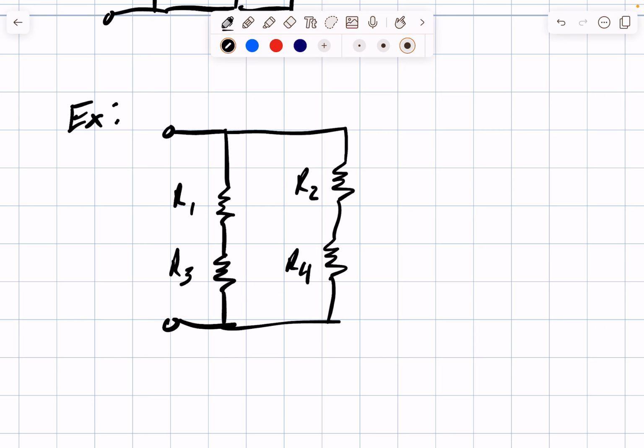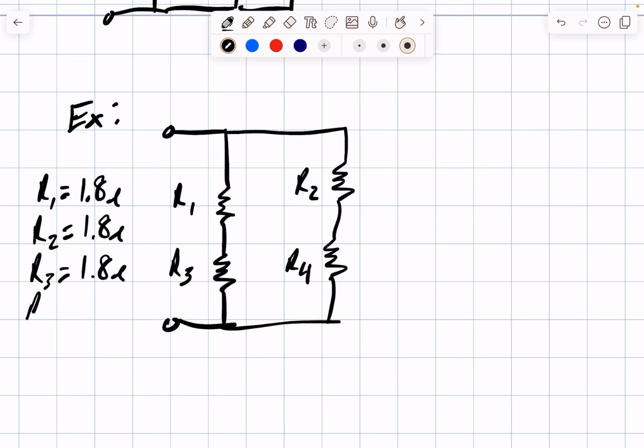And I will give each resistor values on the side here, so we'll say R1 is equal to 1.8 ohms. R2, we will also say is equal to 1.8 ohms. R3, let's also make 1.8 ohms. Then R4, we'll change that up a little bit. Let's say 4.7 ohms.